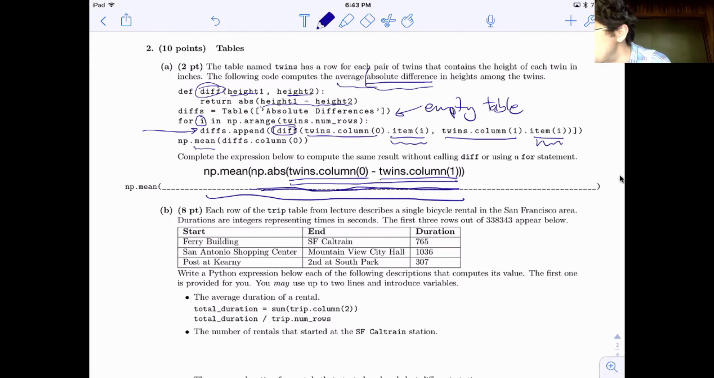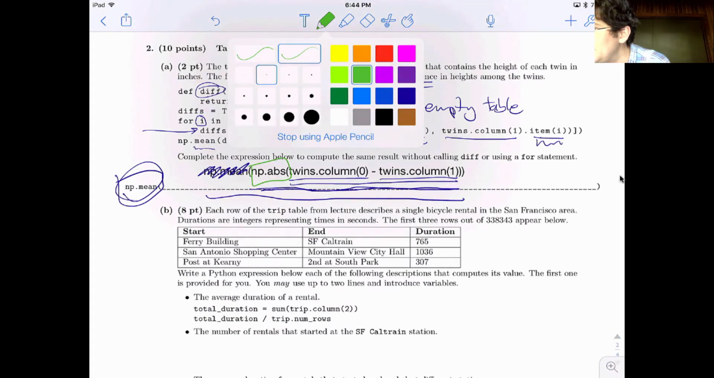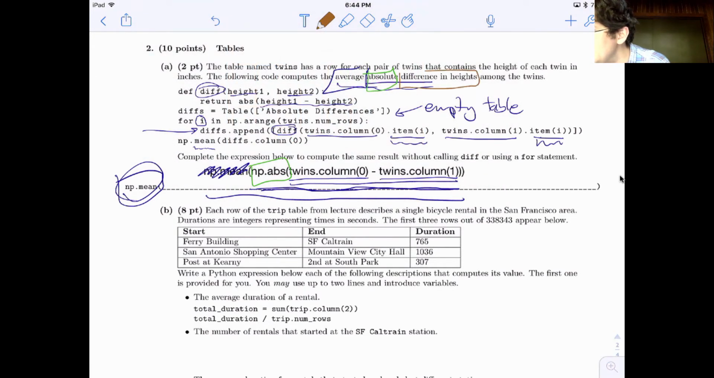So it is true that the code that we wrote, oh, sorry, I got this wrong because mean is already here. So you're not supposed to duplicate. I was going to say the English maps onto the code. So we have average is the mean. We have this part that says absolute is our call to np.abs. And then the last part is this difference in heights, which is the difference in the two columns.